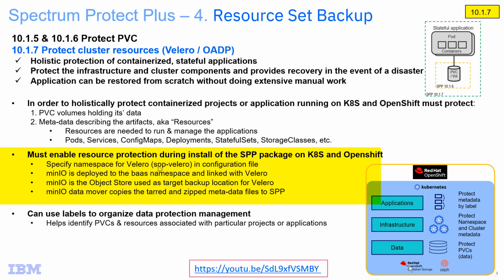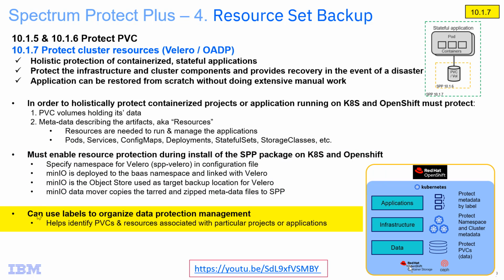And as part of this, we will then deploy an object store called MinIO into the BAS namespace, and this will be linked with Velero and utilized to capture the tarred and zipped files that have the information about the resources in them. And then when we do a copy out to Spectrum Protect Plus vSnap, we will then take these tarred and zipped files out of the MinIO and send a copy to the Spectrum Protect Plus vSnap.